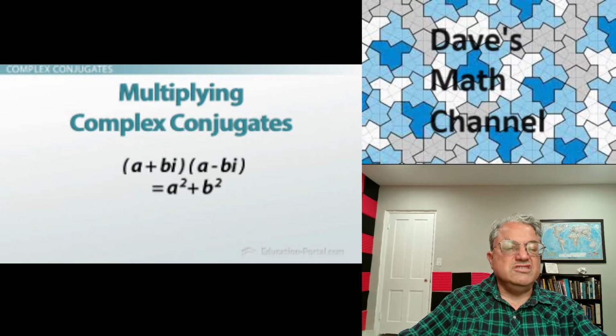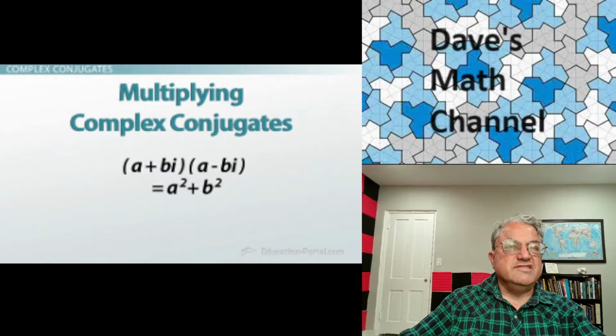But there's a special case of complex multiplication that's very interesting and very important. What happens when you multiply a complex number by its complex conjugate? So you've got an arbitrary complex number here, a plus bi. A and b are just arbitrary real numbers. And so you want to multiply it by its complex conjugate, a minus bi. Well, if you do that, it turns out that you always get a real number. As a matter of fact, it's always a non-negative real number. It's equal to a squared plus b squared.